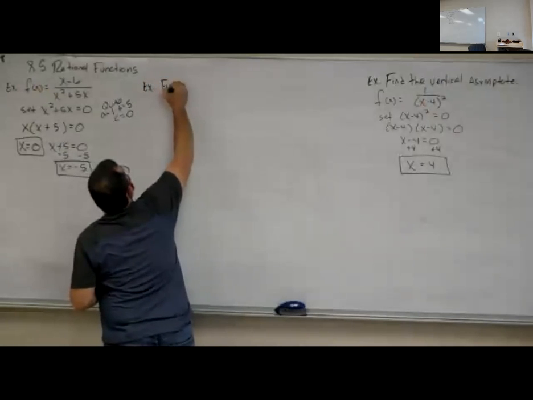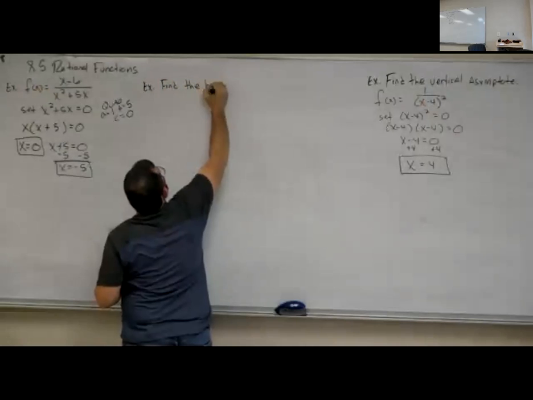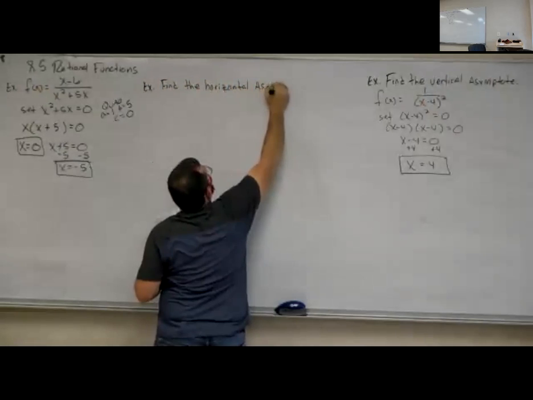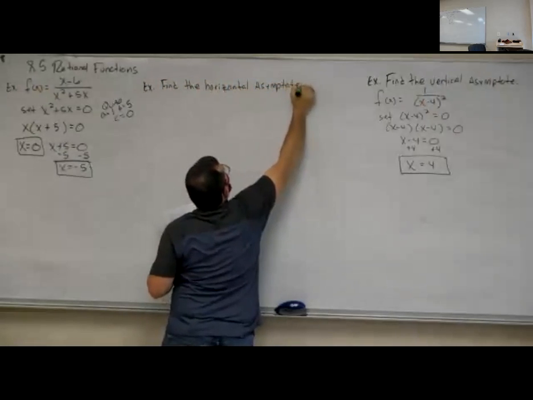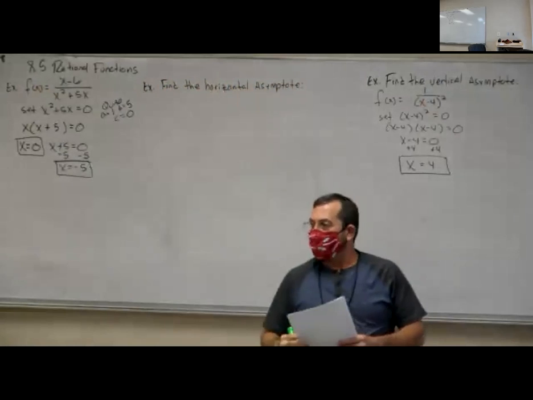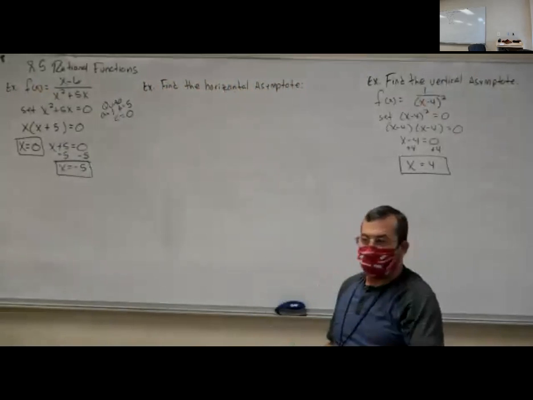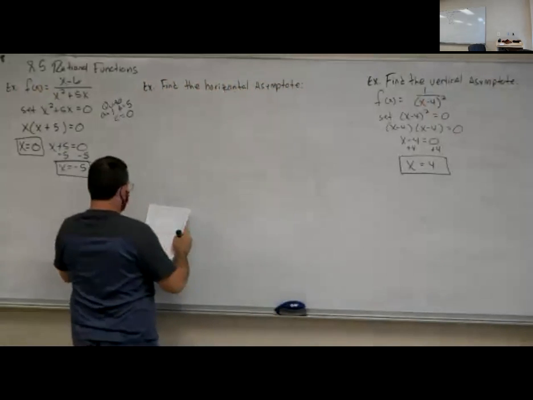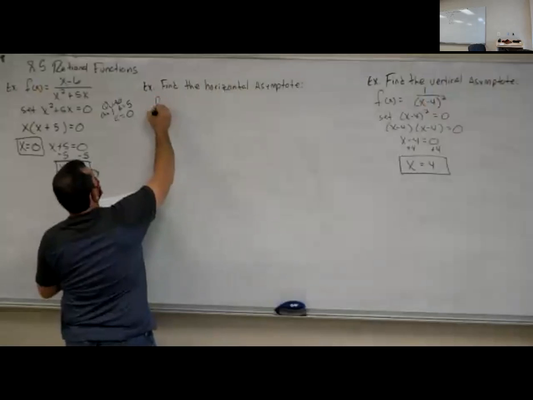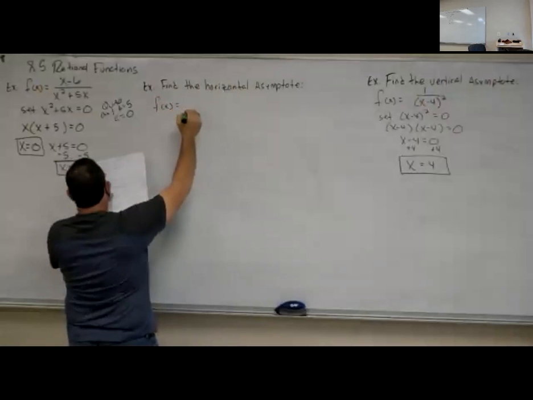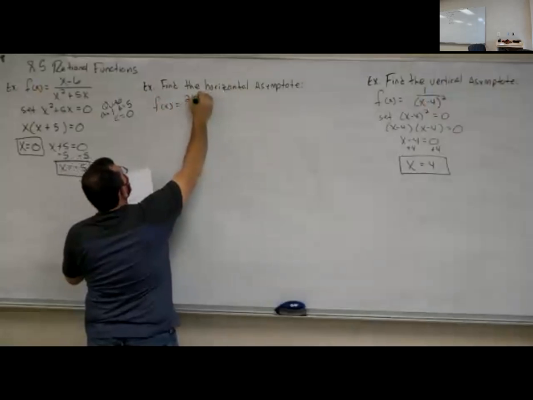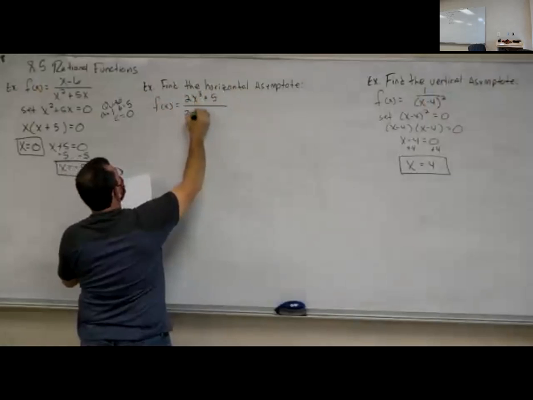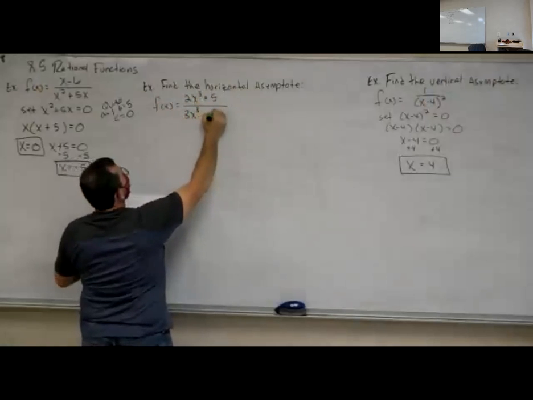All right, find the horizontal asymptote. The horizontal, you got three cases: top's bigger, bottom's bigger, or they're equal. All right, let's see. I got a 2x to the third plus 5 over 3x to the third minus 5.